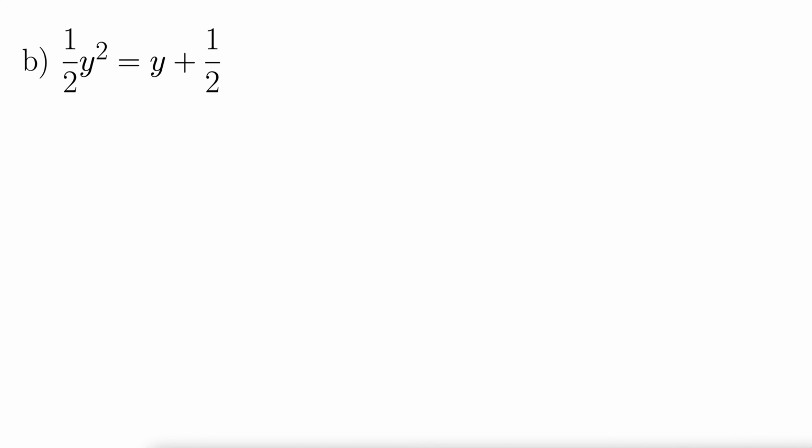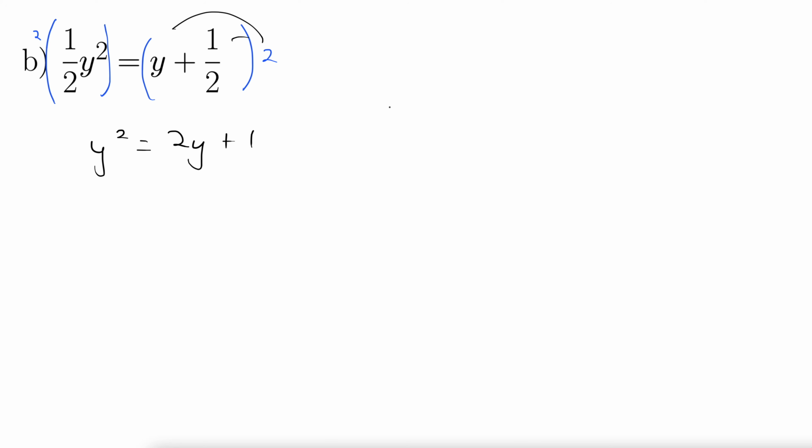So let's clear fractions. Note that if we multiply both sides by 2, we can get rid of all those denominators. That's the clearing fractions method. Just multiply both sides by the LCD. Okay, let's see what happens when we do that. The 2's cancel over here. We have y squared equals, here we distribute the 2 through, we get 2y plus 1.